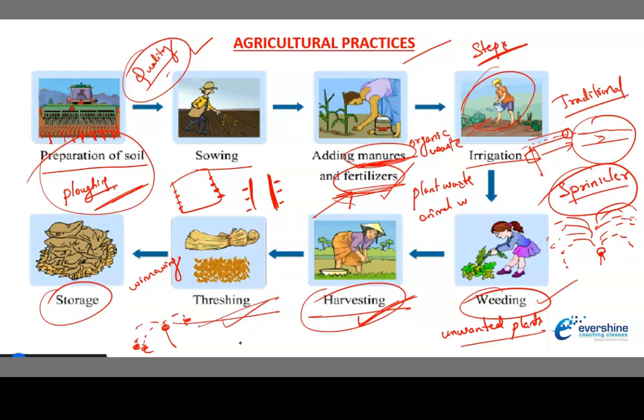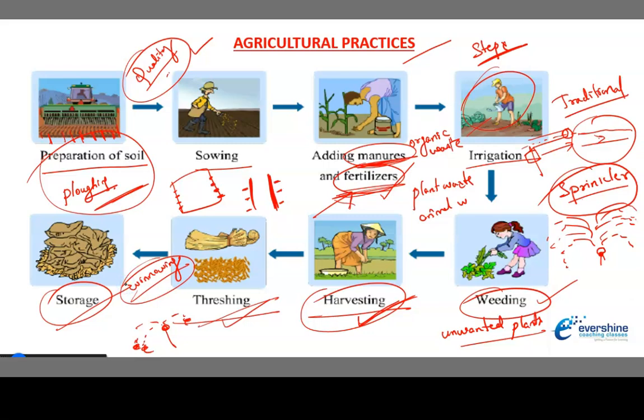Next, winnowing. Winnowing means what, children? Grains are separated from the chaff by a process called winnowing. Grains are separated from the chaff, that is called winnowing. And after that we store the final products.